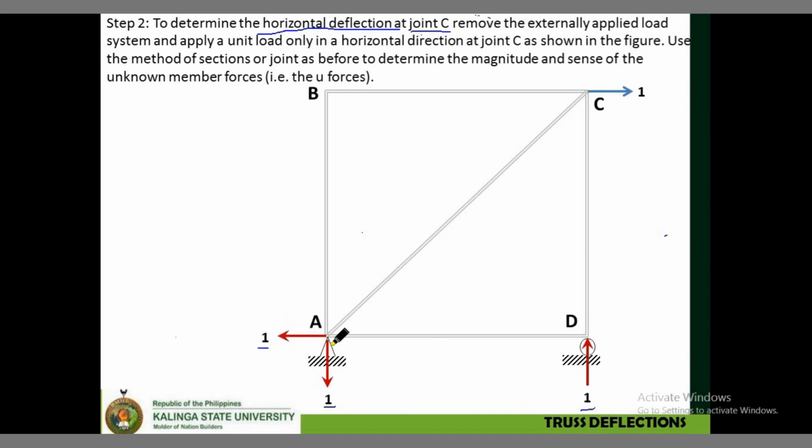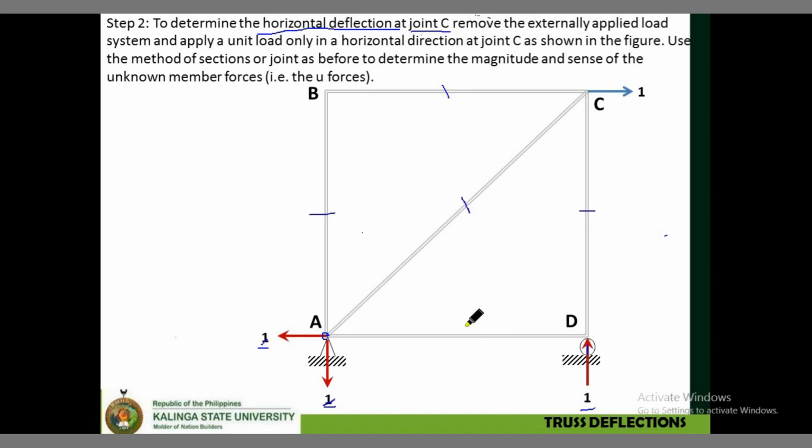Again, if I take summation of moments at point A, makukuha ko si value na D, which is equal to 1. Kapag nag-summation forces naman ako along the y-axis, doon ko nakuha itong 1 na to. Then, horizontal, doon ko nakuha itong 1 na to. Okay? Kapag nakuha nyo na yung mga reactions, next is using again method of section or method of joints, kukunin natin yung values ng mga members.